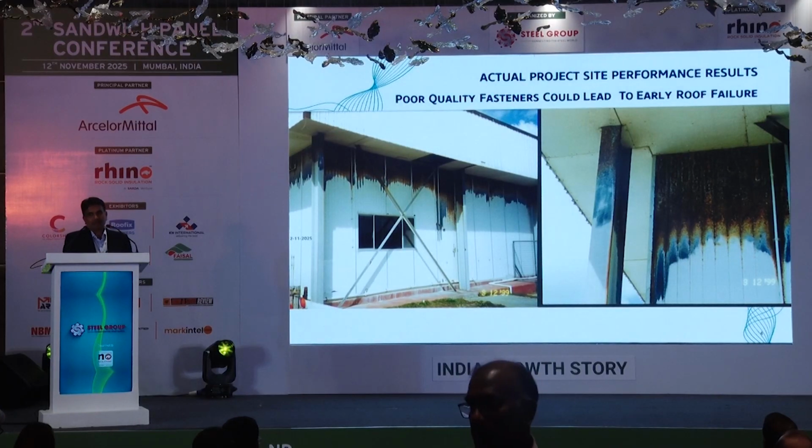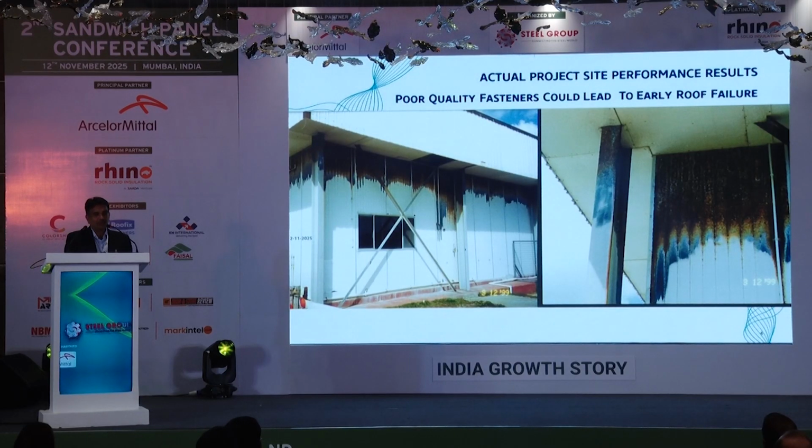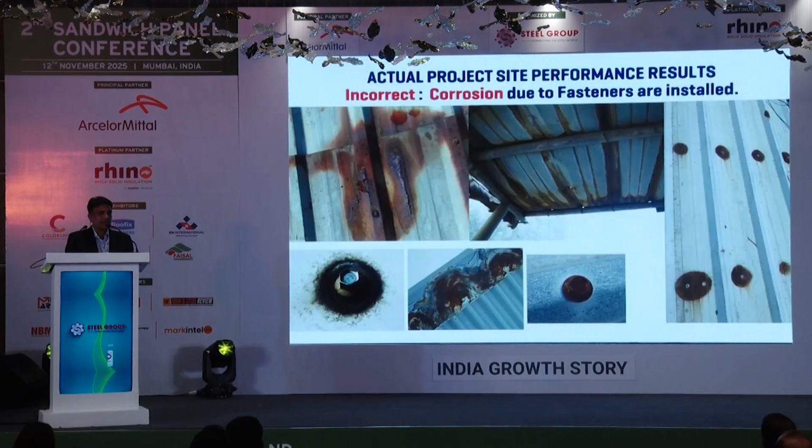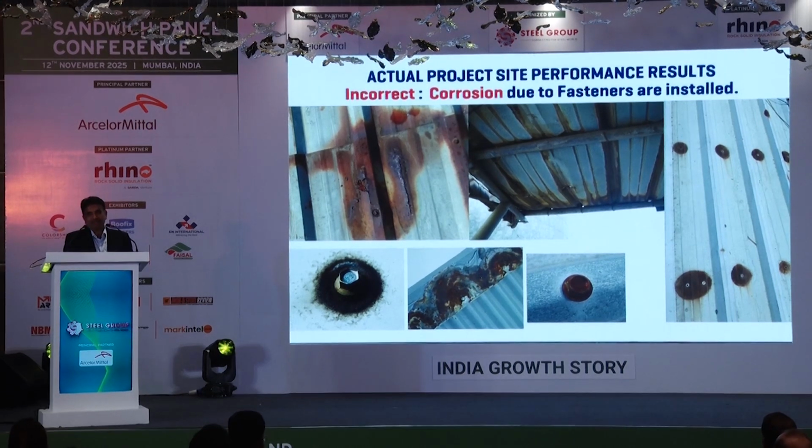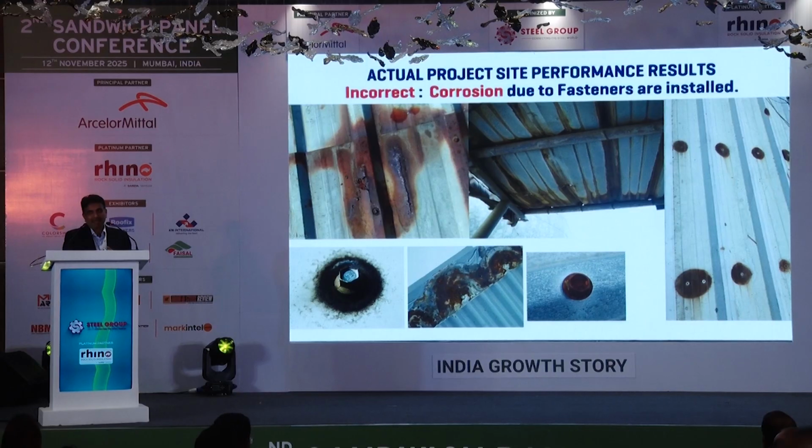You can see this particular photograph where the building has started to corrode and there is rust being formed. It's not just because of the fastener, but because of the wrong selection of the material. This one is due to wrong installation of the fasteners. On a roof, they have installed it in the valley, and that has led to corrosion on the roofing sheet. Plus, you can see how the fasteners have led to corrosion on the entire roof.